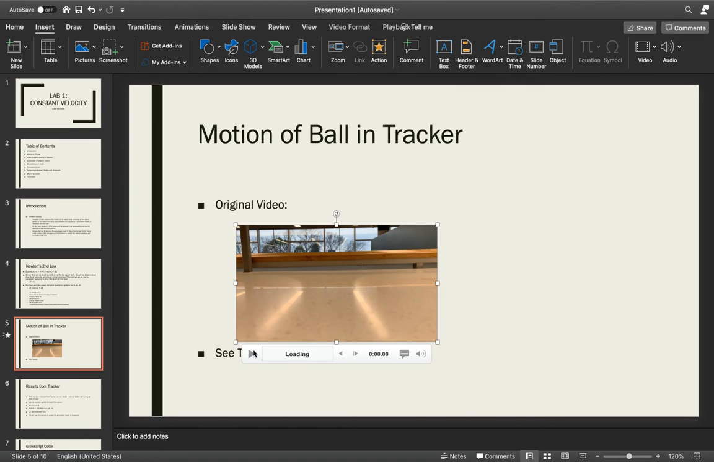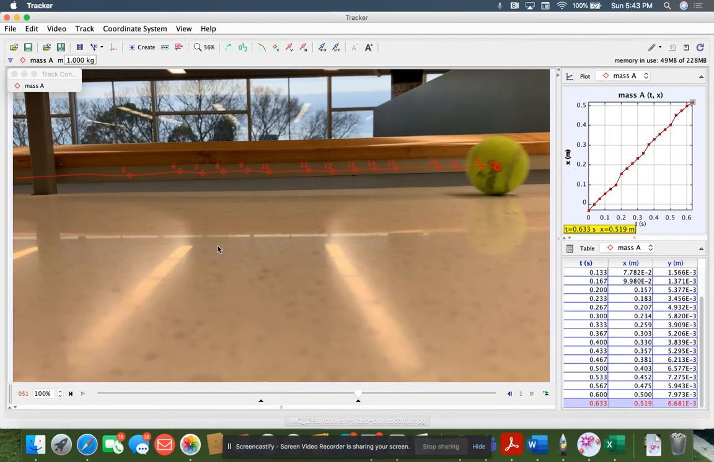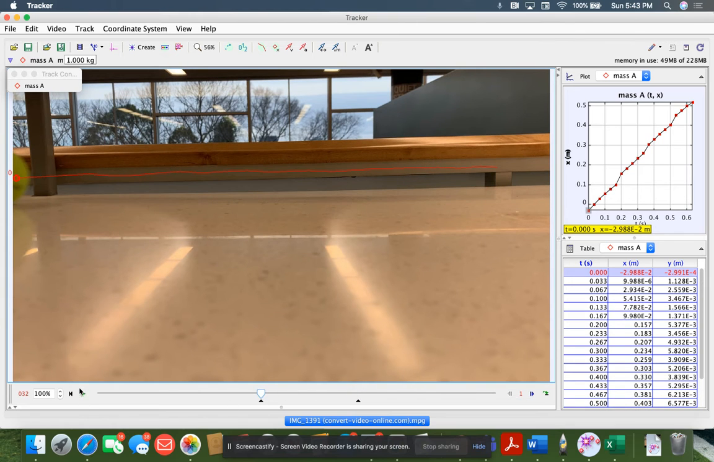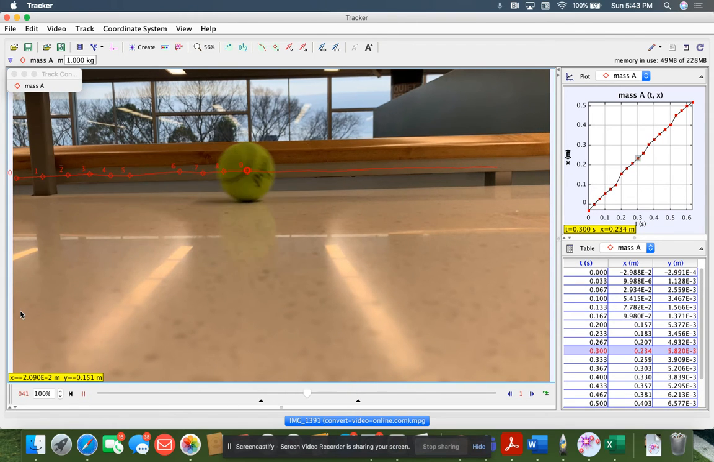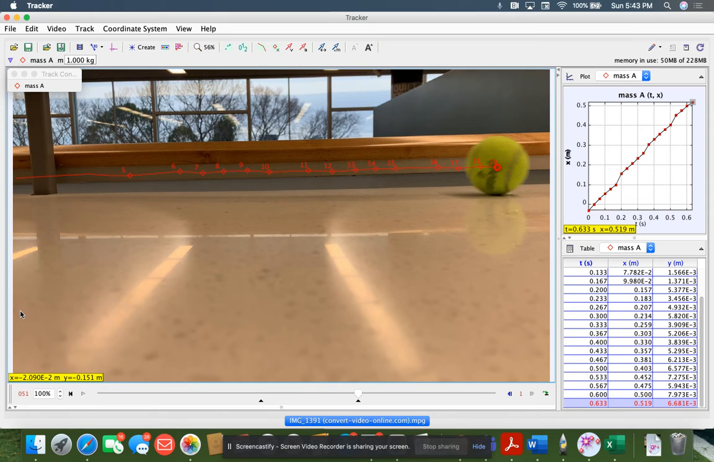Here was just the basic rolling of the tennis ball along a flat surface, nothing special there. That's the original video. Here it's put into Tracker to get these various data points. And as we see, it's not perfect. That's just user error, me not pinpointing the middle of the ball perfectly in every frame. But regardless, it still gives a pretty close representation.